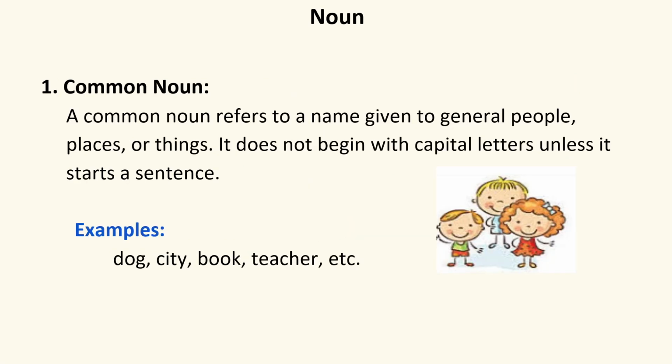First, we have common noun. A common noun refers to a name given to general people, places, or things which we cannot identify merely by the word. It does not begin with capital letters unless it starts a sentence. It means whenever we begin a sentence, it should begin with a capital letter.